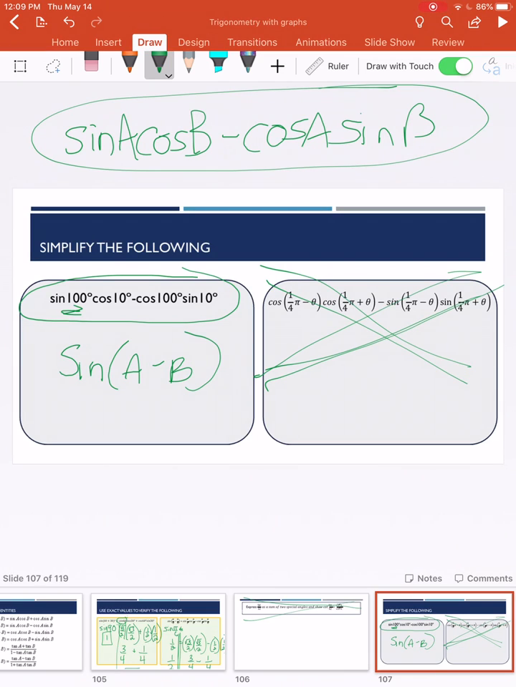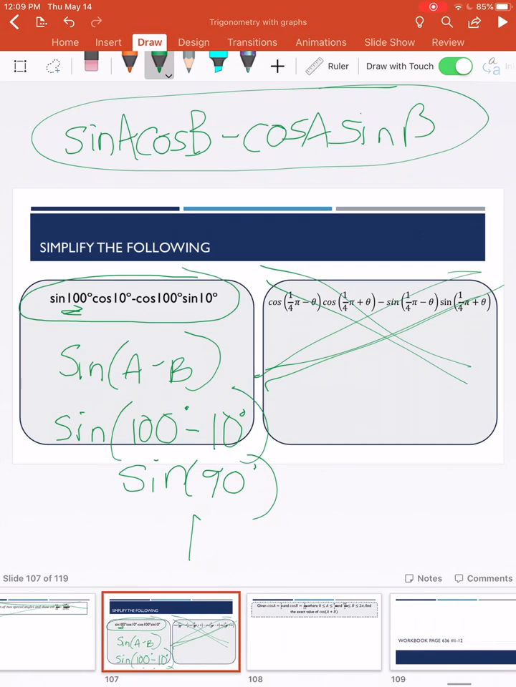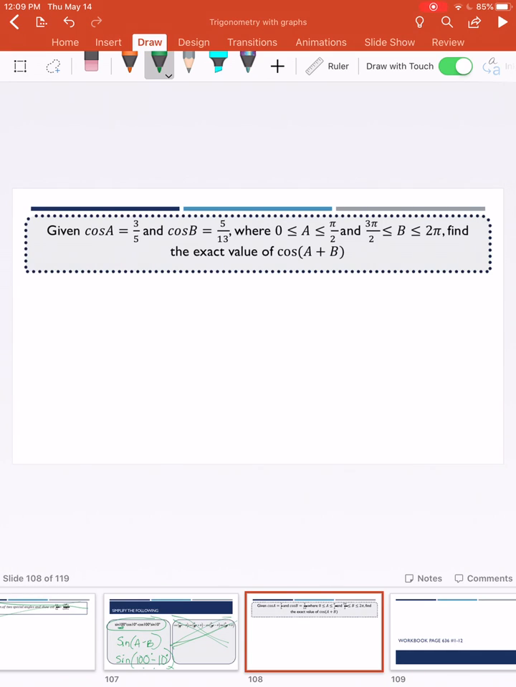So now that I know that and I'm using my formula sheet, let's substitute the angles in. We know A is our first angle, which is 100 degrees. B is our second angle, which is 10 degrees. 100 minus 10, of course, is 90 degrees. And we could even simplify this further. So if we go to our unit circle, sine 90 degrees equals, what does it equal? It equals 1. Excellent.